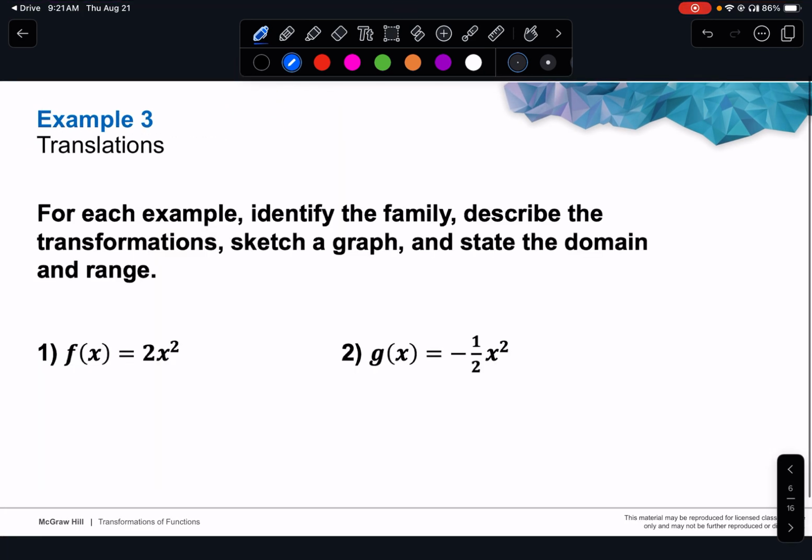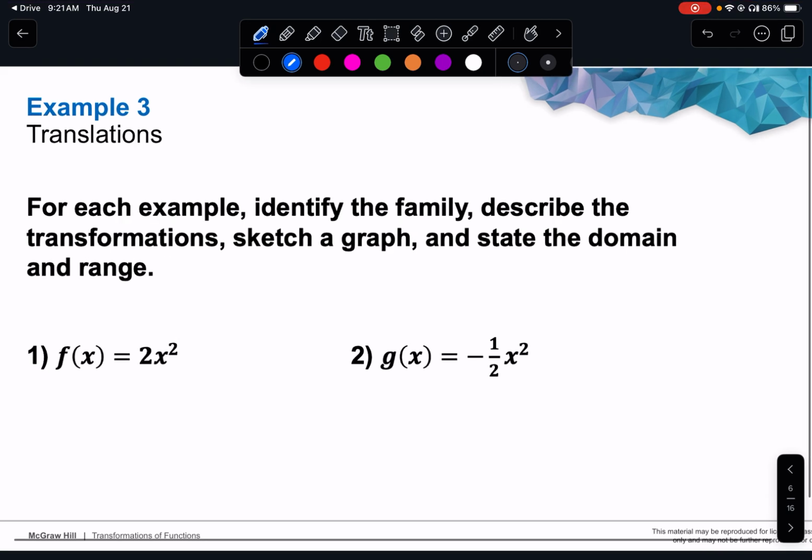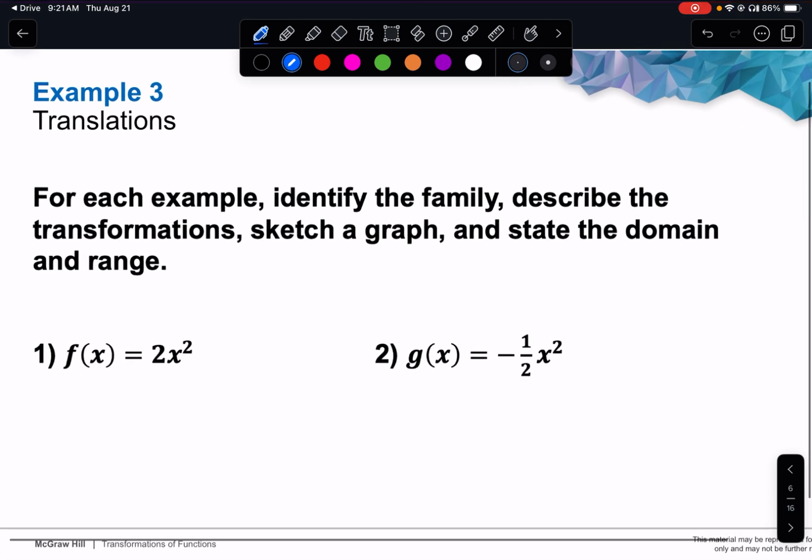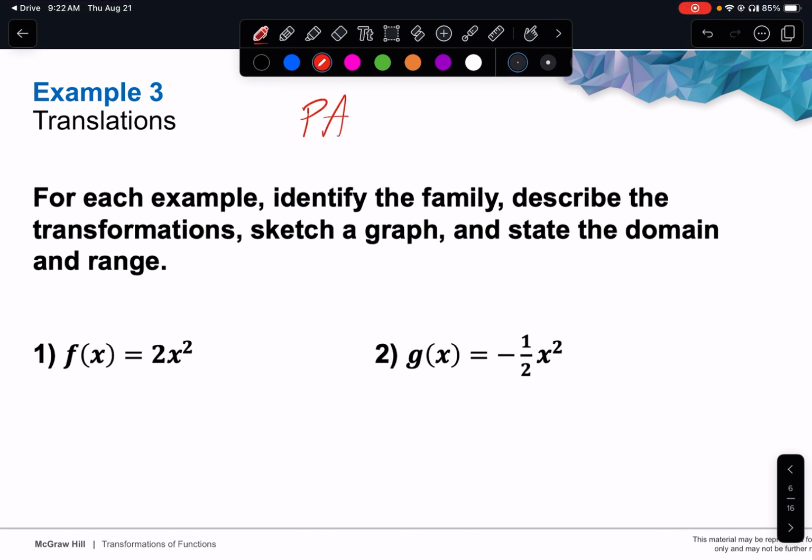All right, so now we're going to do more of what we did yesterday. So the first thing we need to do is identify the family. So I want to give you some time. This would be a good time to pause the video, copy down the equation, and then write these in. So identify the family, describe the transformation, sketch the graph, state the domain and range. So right now would be a good time to pause that video and give that a try.